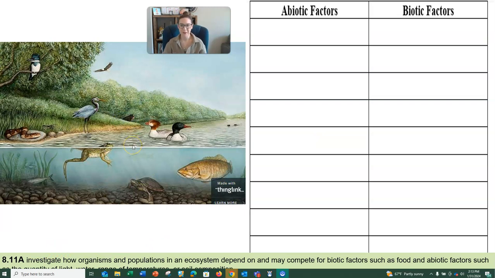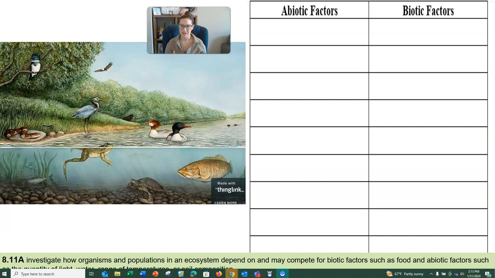Okay, hopefully you've pushed pause and you've come back. And I will now talk you through just a few of the ones that I see here. So obviously the biotic factors, those are going to be the easier ones to identify. We see fish, we see frogs, we see turtles, we see snakes, we see bugs, we see ducks, we see eagles, we see birds in the trees. We even see plant life, trees, grasses, shrubberies, algae, moss in the water. All of these things are going to be considered biotic factors.